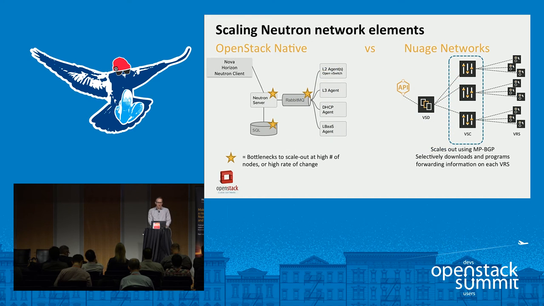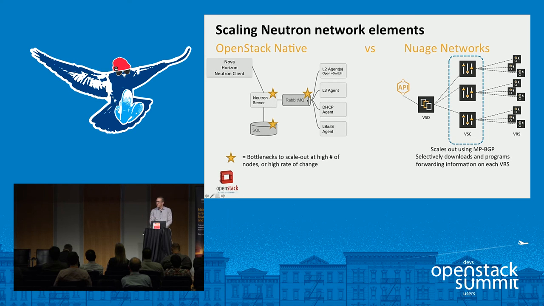So going back to what happens when you try and scale out the OpenStack native implementation? At the control plane, you've got the Neutron server, the SQL database, and the RabbitMQ message bus. All of these need to be talked to via multiple messages from any L2 agents on the compute nodes, L3 agents on the Neutron nodes or DVR systems, the DHCP agent, and LBaaS. So there's an awful lot of chatter on the message bus.